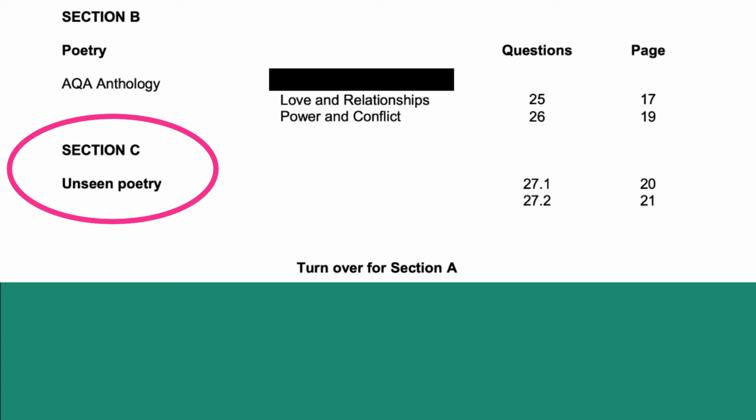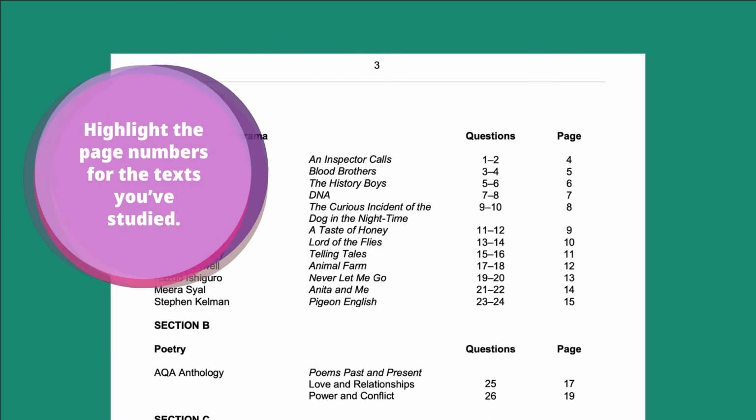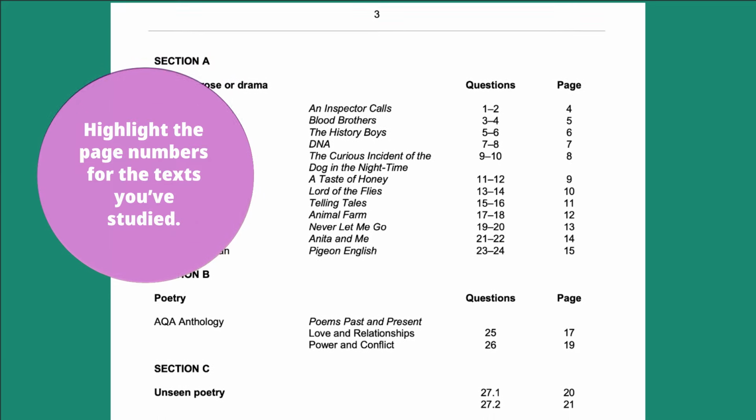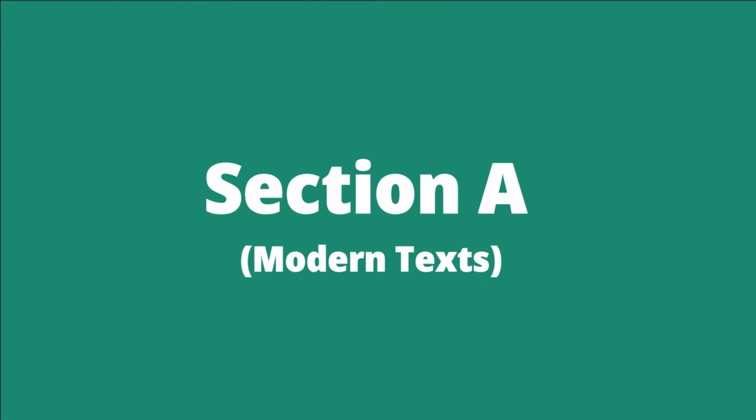Section C is Unseen Poetry, and for this section all students look at the same unseen poems, so no need to select. So, once you've glanced at the contents, I'd recommend highlighting the page numbers of the specific texts you've studied before heading over to section A to start work on your first essay.